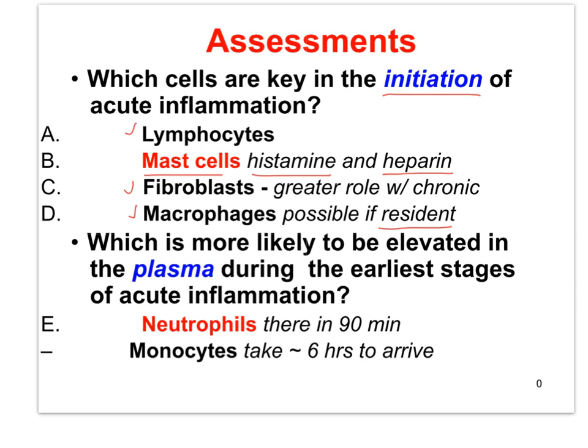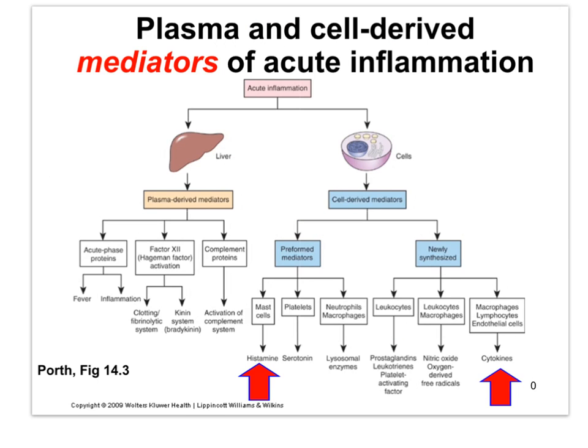The next question, which one is more likely to be elevated in the plasma early? Which cells are we recruiting first? Remember that neutrophils get recruited first, so they are going to come to the scene. Their production rate will go up, and we will get them to the scene in minutes. Monocytes, which will become macrophages, take longer. And remember, as all of these white blood cells leave the vessel, temporarily, their numbers in the plasma will actually go down. So we're going to focus on the next slides on the cellular mediators of inflammation. Cellular mediators.